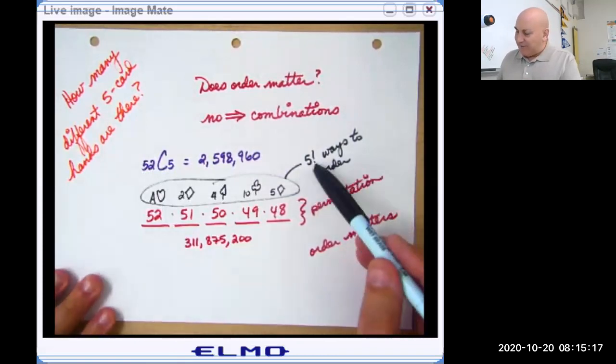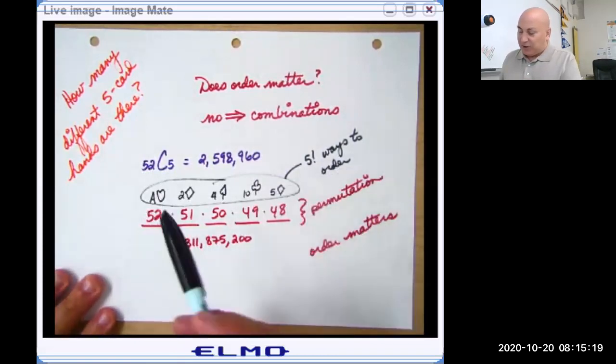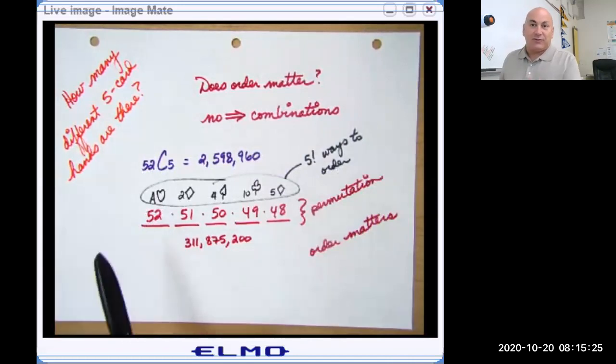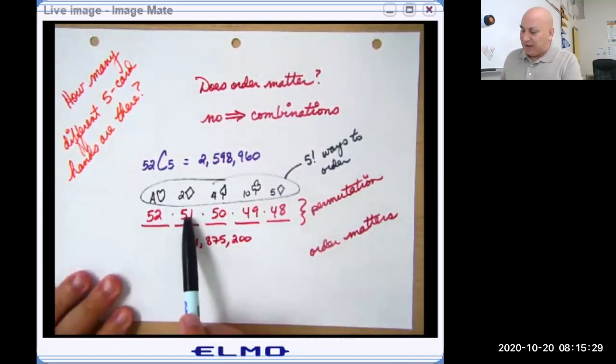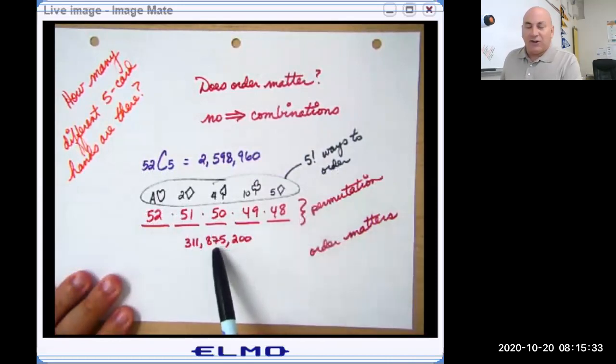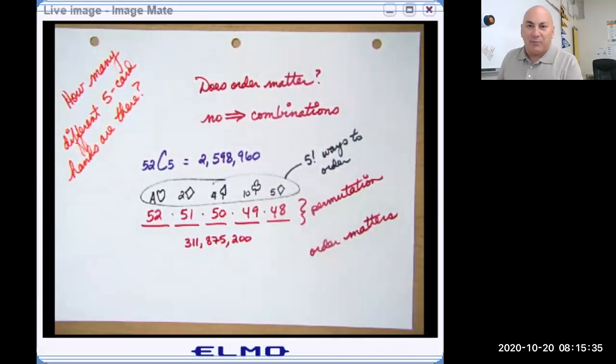So there are 5 factors. If you look at the permutations, there are 52 cards you could get for the first one. Once you know, you're not replacing them when you're dealt the card. So there are only 51 left here and 50 here. Almost 312 million permutations. But let's just pick one of those.